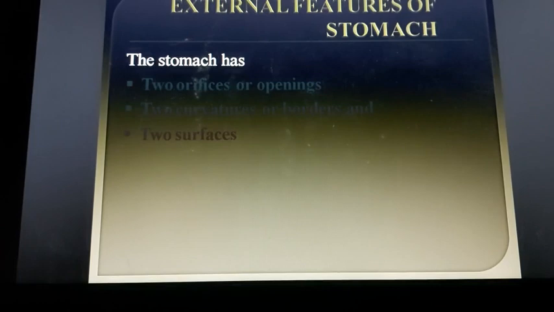Coming to the external features of the stomach. This stomach has two orifices, otherwise openings, two curvatures, otherwise borders, and also two surfaces. So these are all the external features of the stomach. That is, the stomach has two orifices, two curvatures, and two surfaces.